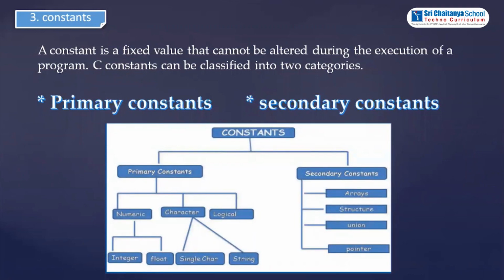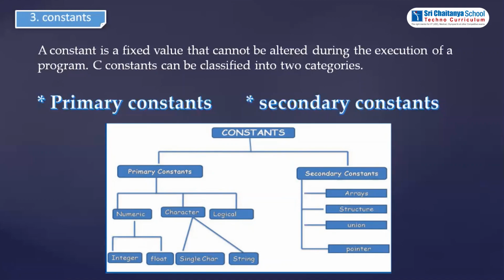So your constants can be classified into 2 categories, namely primary constants and secondary constants. Primary constants can be numeric, character, or logical constants, whereas the secondary constants can be arrays, structures, union, and pointer.